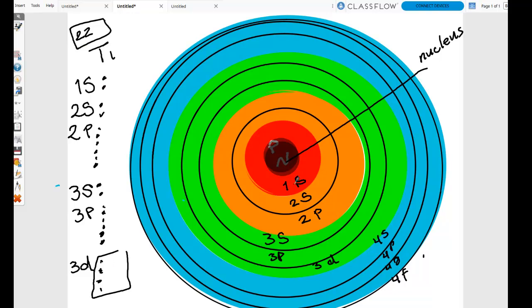2 will go here, 2 here, 6 here, 2 here, and the 6 here, and the remaining 4 will be here. The remaining 4 will be on 3d here, somewhere in here.